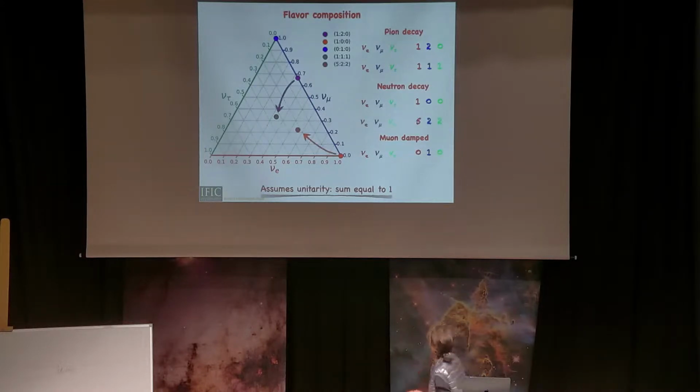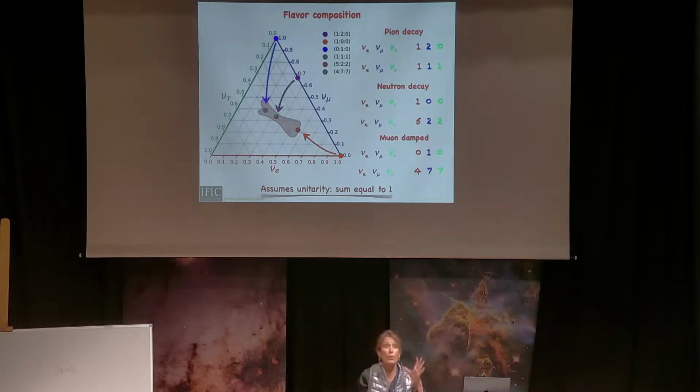For neutron decay, right, that there were 1, 0, 0, there will be 5, 2, 2. And here, okay, 5, 2, 2. And from muon damped sources, from 0, 1, 0, we will expect 4, 7, 7. So we come from here to here, which means that this is what we expect to measure in IceCube, okay? Something like this, when we measure flavors, when we try to extract the flavor in IceCube, it should be something around there, okay? And of course, this assumes unitarity, everything should sum to 1, okay?